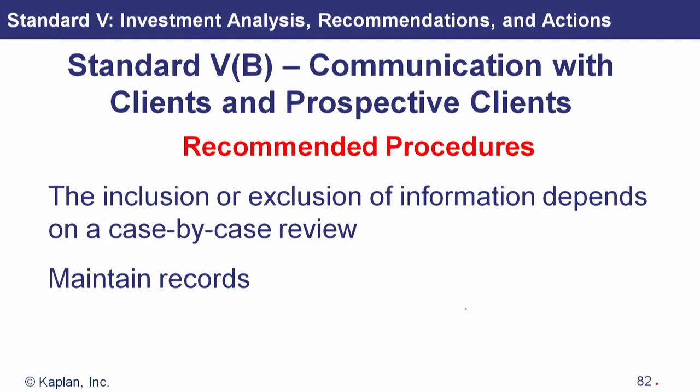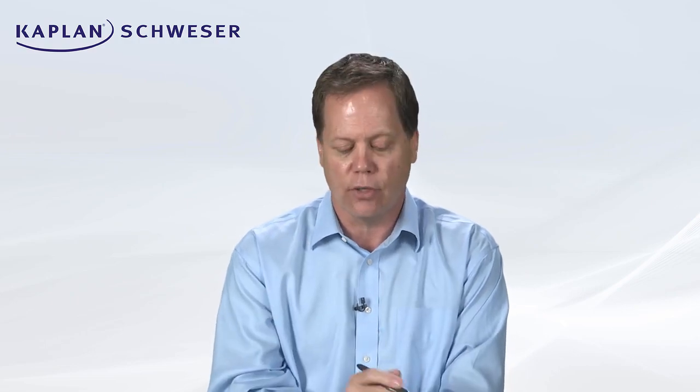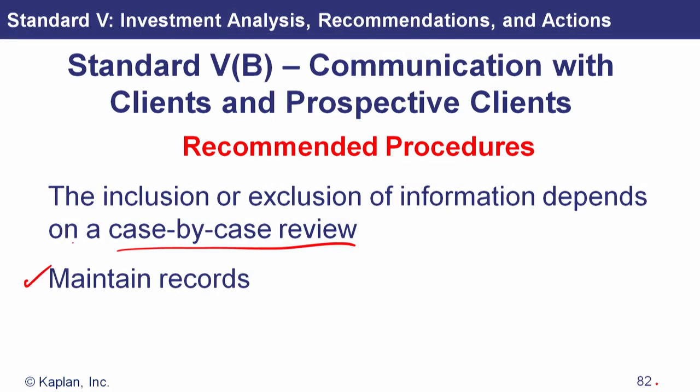And then finally here for 5B, the inclusion or exclusion of information is going to be subject to a case-by-case review. So what's important? Well, you're going to have to decide. Maybe in some cases you need to disclose 3 years of sales growth history, in some cases 5, in some cases 15. When you're deciding what's important, you're going to have to consider what you're recommending, what sort of models you're using, what they're sensitive to, those types of things. And of course, we want to maintain adequate records. So that is 5B, communication with clients and prospective clients.